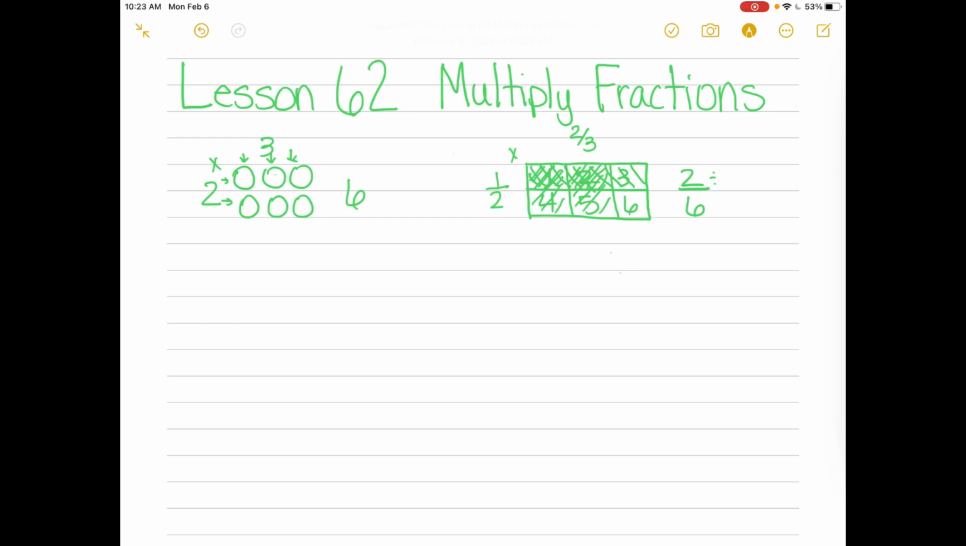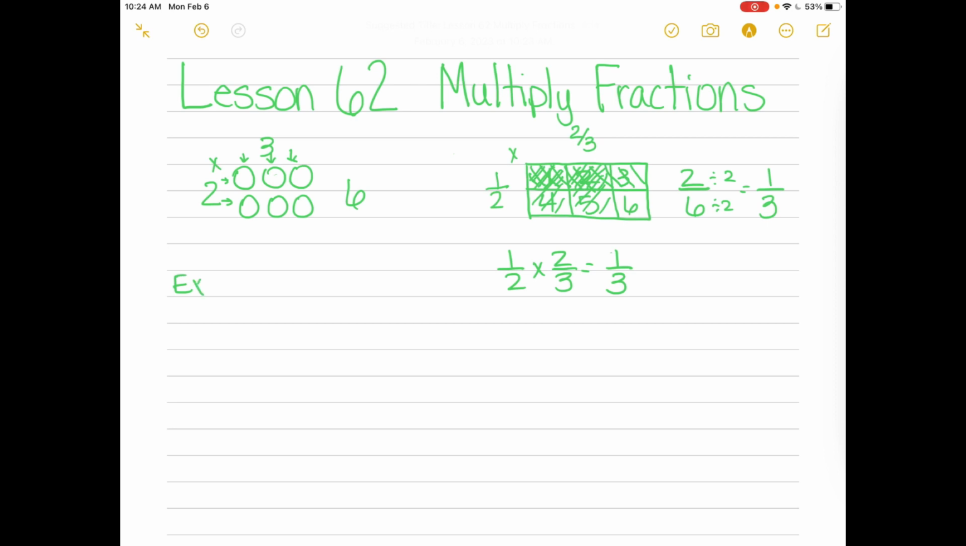And if I simplify this by dividing by 2, we've already worked on simplification, so y'all should know how to do this. 2 divided by 2 is 1, and 6 divided by 2 is 3. So if I had 1/2 times 2/3, that would equal 1/3. Now, I'm going to show you how to get this answer without drawing pictures because we obviously don't want to be drawing pictures all the time.